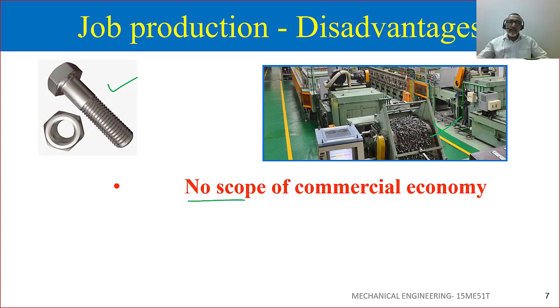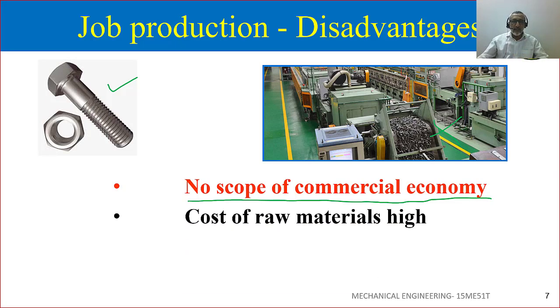That means there is no scope for commercial economy. For example, if you go to a nearby workshop and want to produce a particular bolt, he may say this bolt will cost 100 rupees. The same bolt may be available in the market for 20 rupees because they are producing on a mass scale, and he has to individually produce your component. So the commercial economy is very less in job order production.